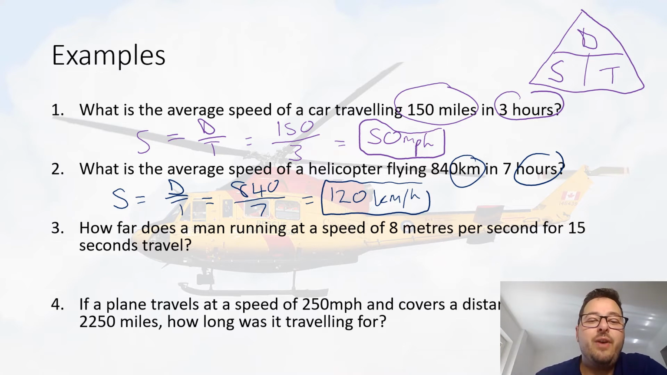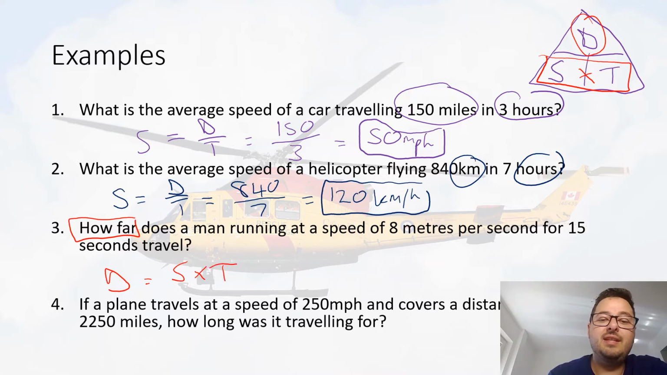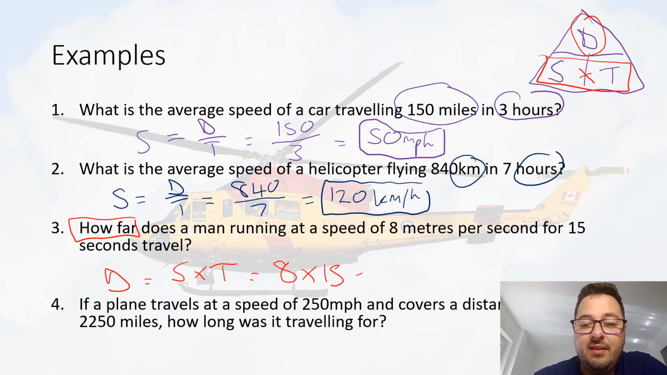Alright, number three, how far does a man running at a speed of 8 meters per second for 15 seconds travel? So what's it asking for? Well, it's saying how far, so that means it wants the distance. So if I want the distance, I'm going to be looking at speed times time. So distance is speed times time. The speed is 8 and the time is 15. So we want 8 times 15, which is 120.